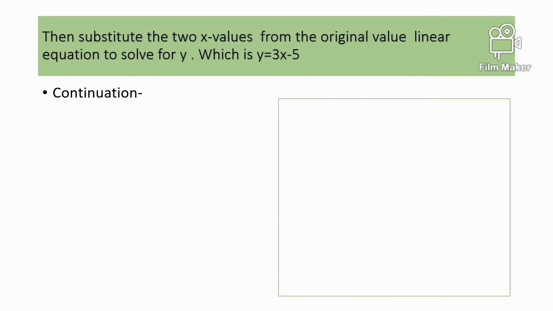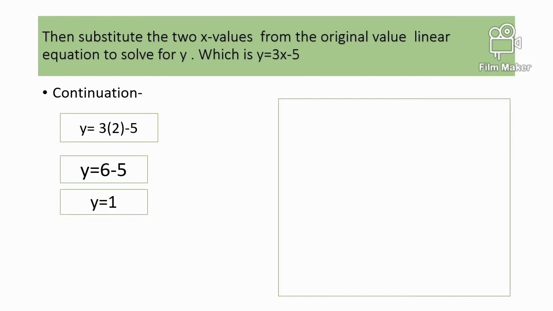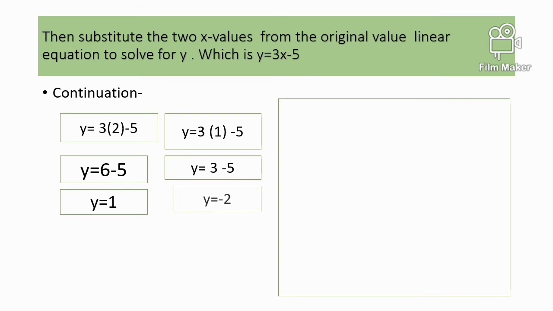Then substitute the 2 x values into the original linear equation to solve for y, which is y equals 3x minus 5. So let's have continuation. y equals 3 multiplied by 2 minus 5. So y equals 6 minus 5. y equals 1. y equals 3 multiplied by 1 minus 5. So y equals 3 minus 5. y equals negative 2.